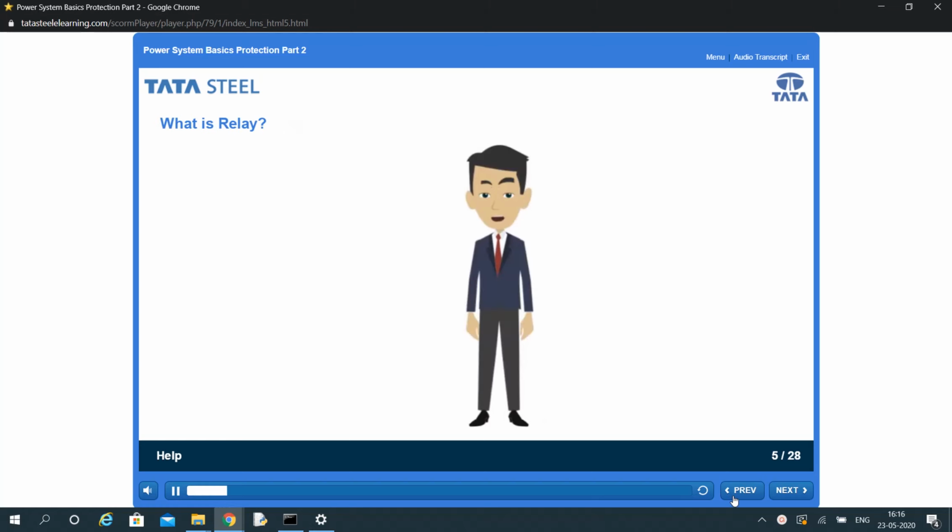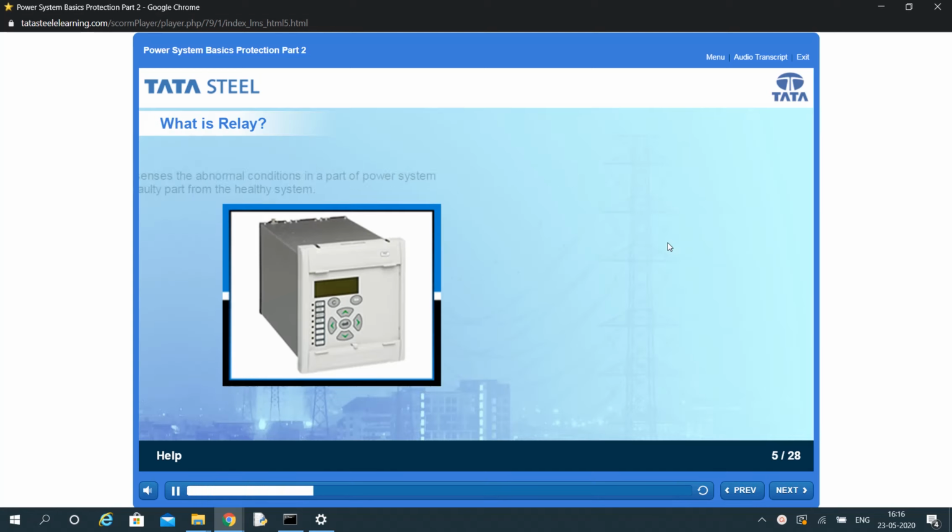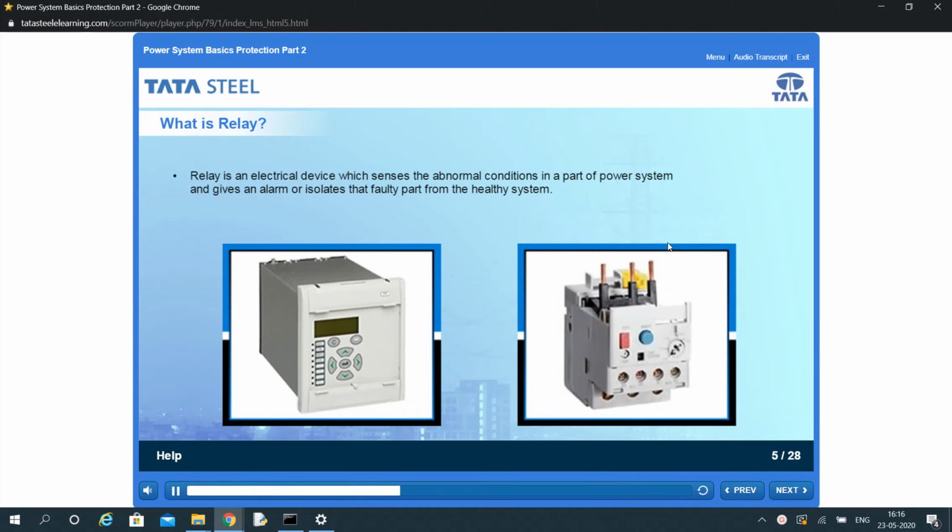Let us begin by understanding what is a relay. A relay is an electrical device which senses the abnormal conditions in a part of the power system and gives an alarm or isolates that faulty part from the healthy system.